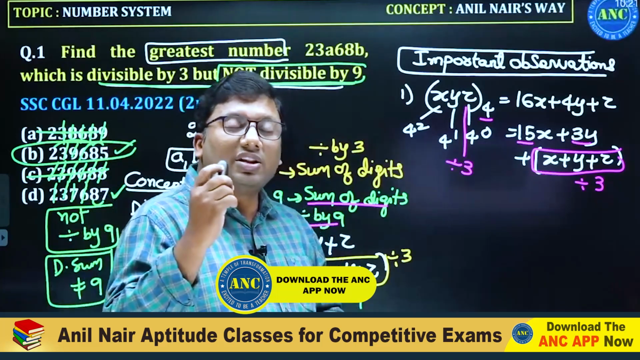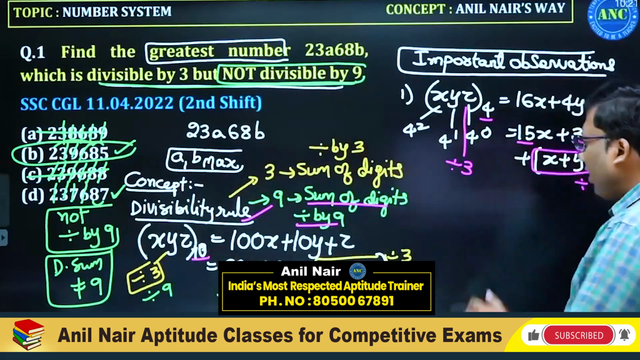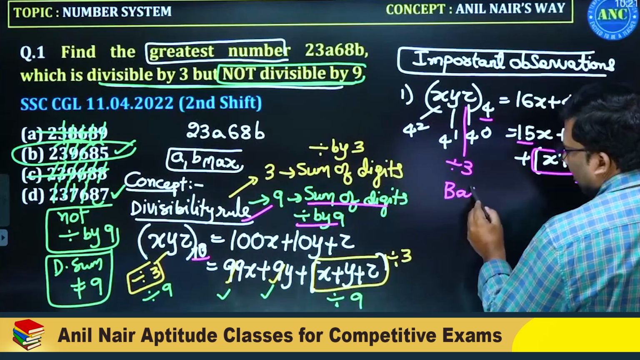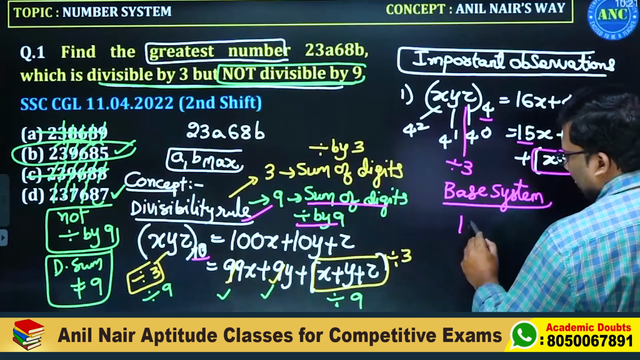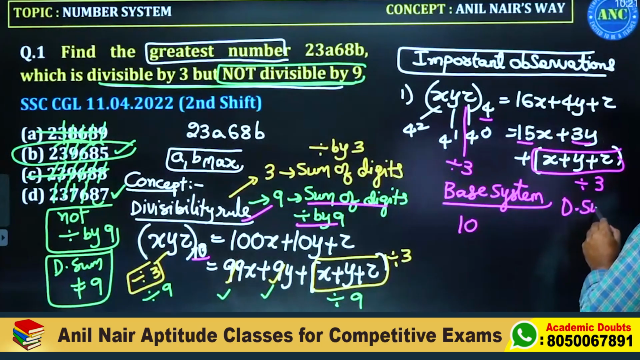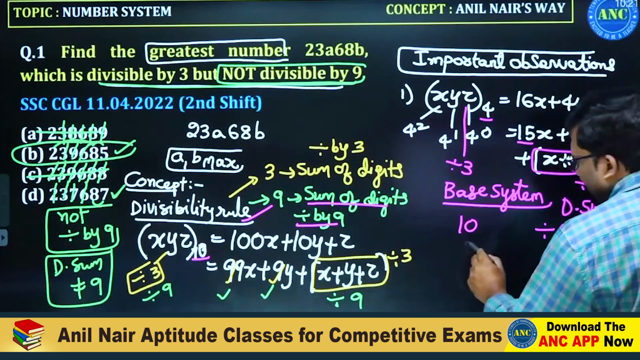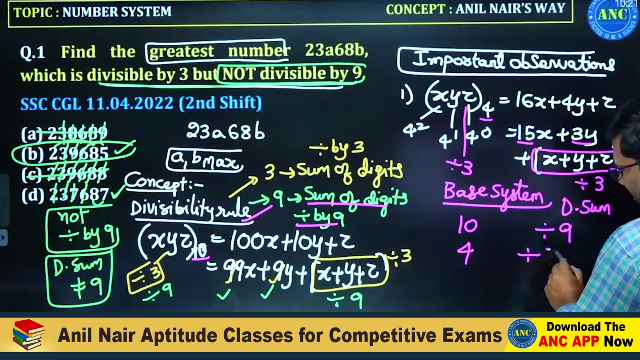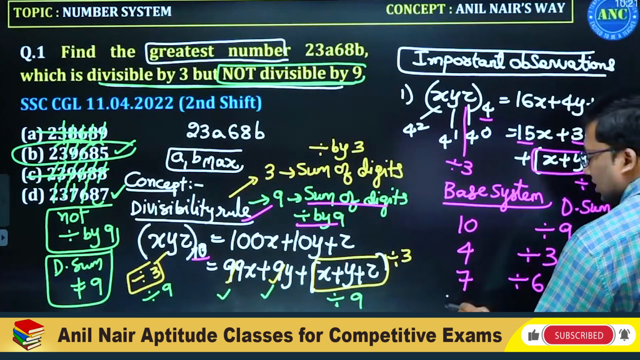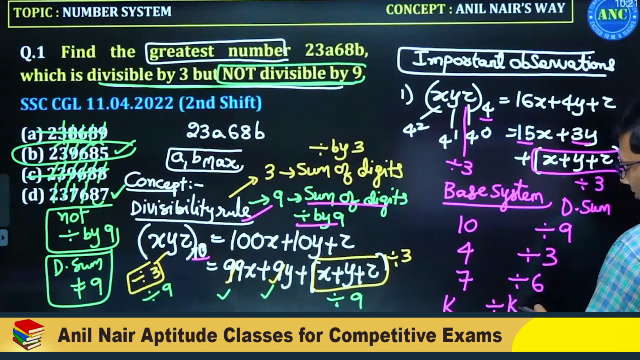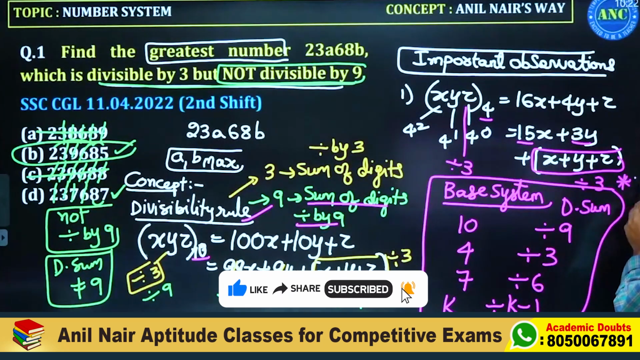Listen carefully to these points. Very, very important concept, sir: how to use a digital sum in any base system. In base system 10, the digital sum is divided by 9. In base system 4, the digital sum is divided by 3. In base system 7, the digital sum is divided by 6. In base system k, the digital sum is divided by k minus 1.